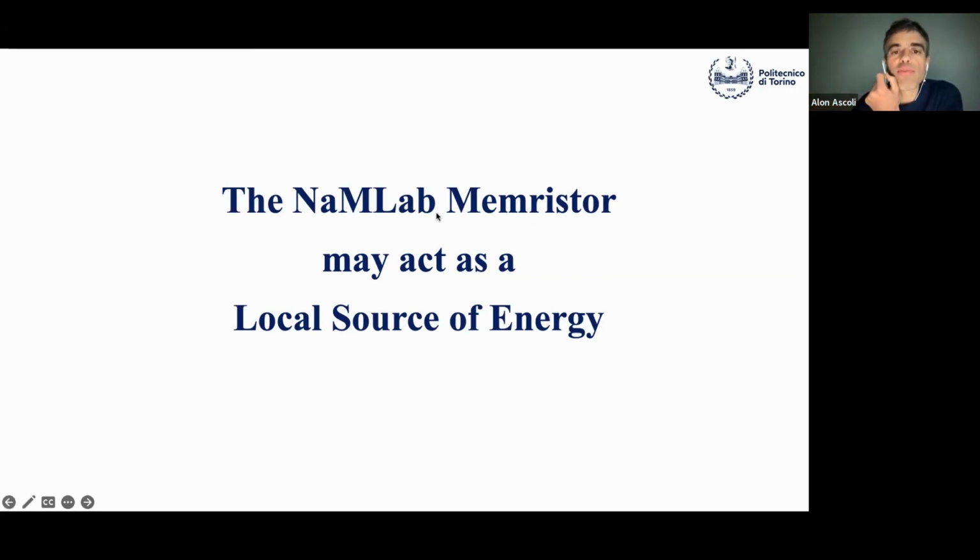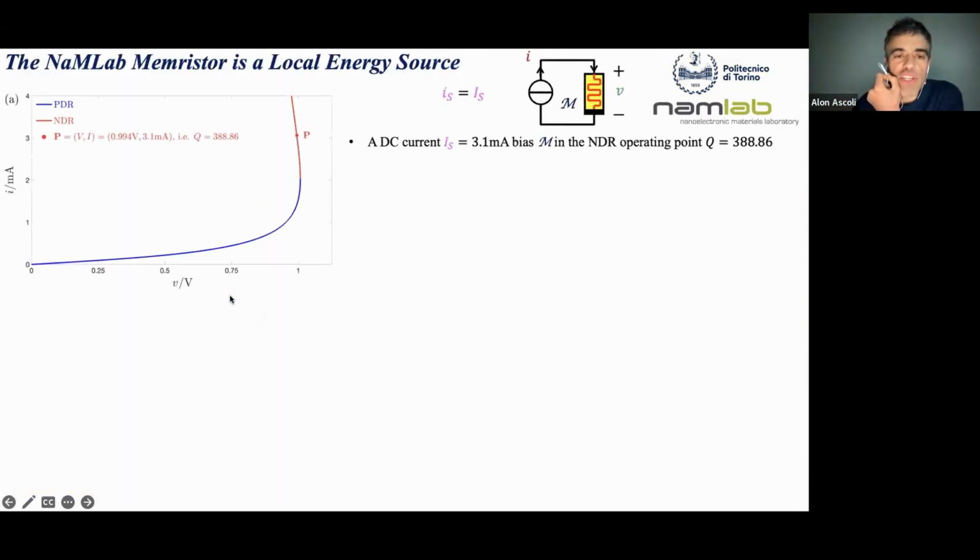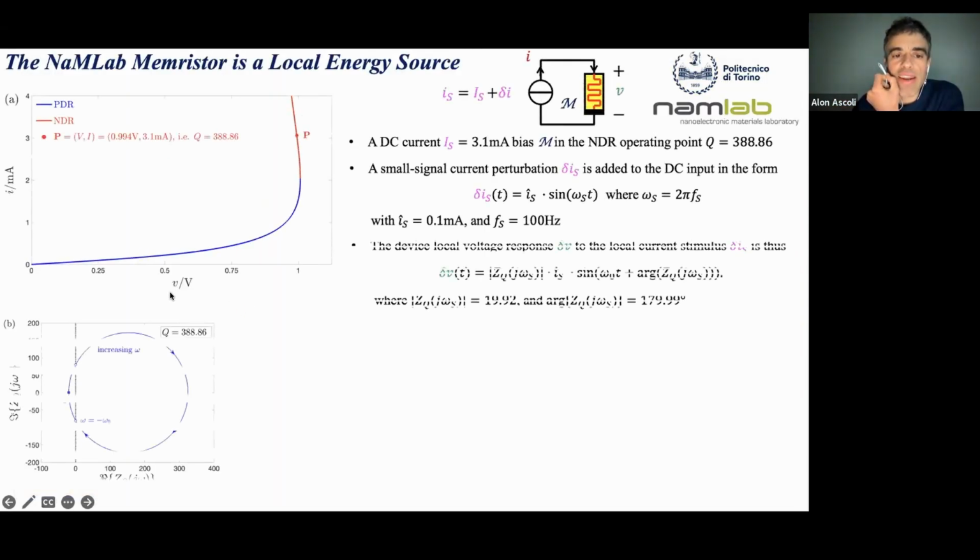So we are exploiting, to achieve this, the rich dynamics of a locally active memristor fabricated at NAMLab, the company whose director is one of our partners, Professor Mikolajczyk. So the NAMLab memristor, here you see a packaged volatile memristor device, is fabricated at NAMLab with an area of 2 micron times 2 micron. They are based on niobium oxide, but here is the demonstration that actually this memristor can amplify small signals when biased under a suitable operating point.